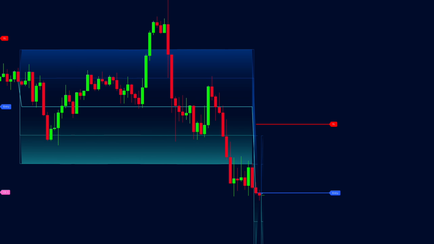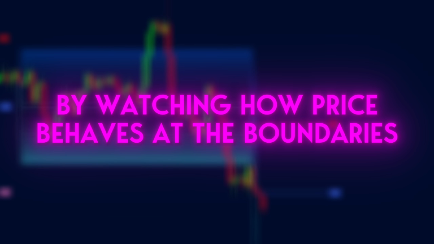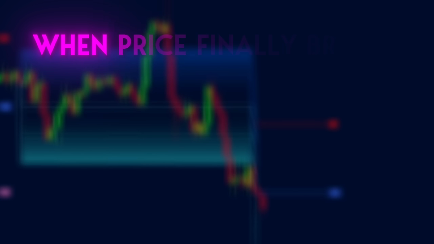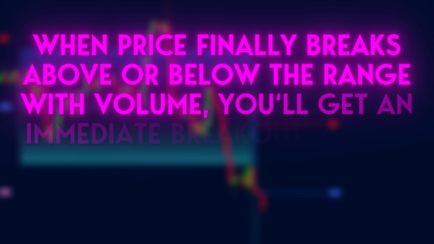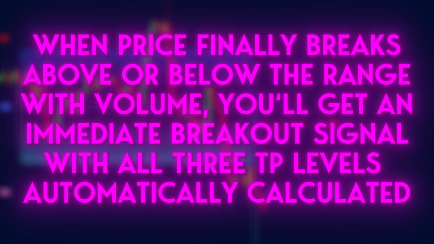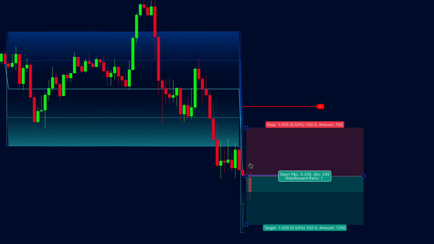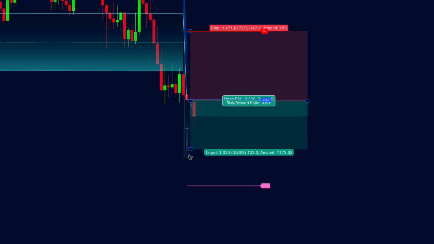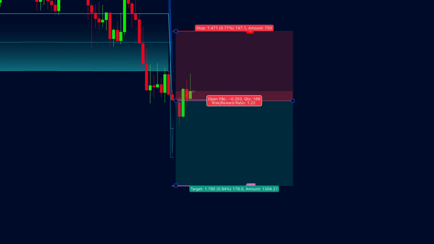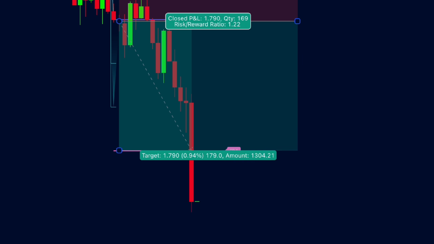Next, monitor the range quality by watching how price behaves at the boundaries. Clean bounces from the edges indicate strong institutional interest. When price finally breaks above or below the range with volume, you'll get an immediate breakout signal with all 3 TP levels automatically calculated. For perfect entry, wait for the candle to close outside the range boundary to prevent false breakout entries. Enter on the next candle open in the direction of the break. Let the trade run, and as you can see, it was profitable.